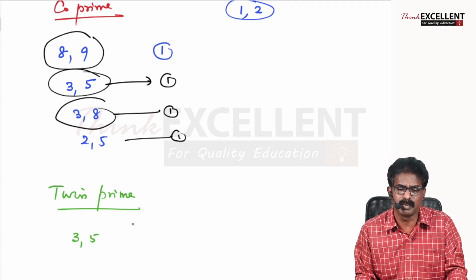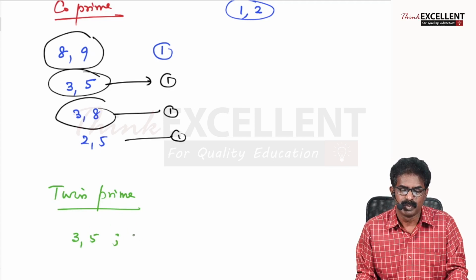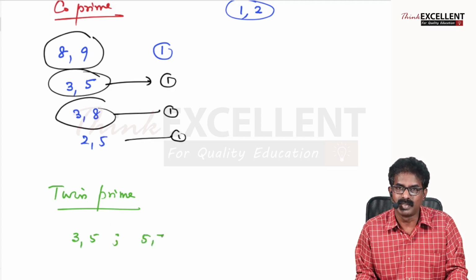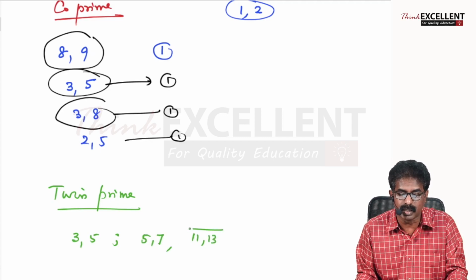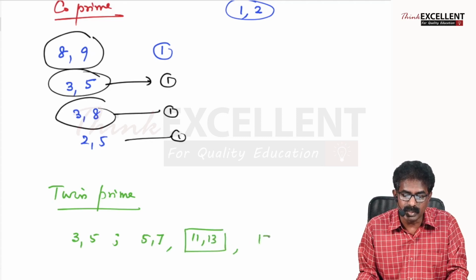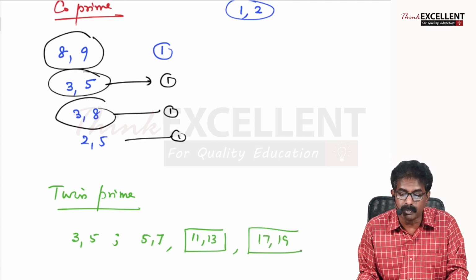Can you give some other examples? Some are telling 5 and 7, right? Yes, 5 and 7 both are prime and the difference is 2. Anything else? 11 and 13, you can say. Even 17 and 19, they are twin primes, right?